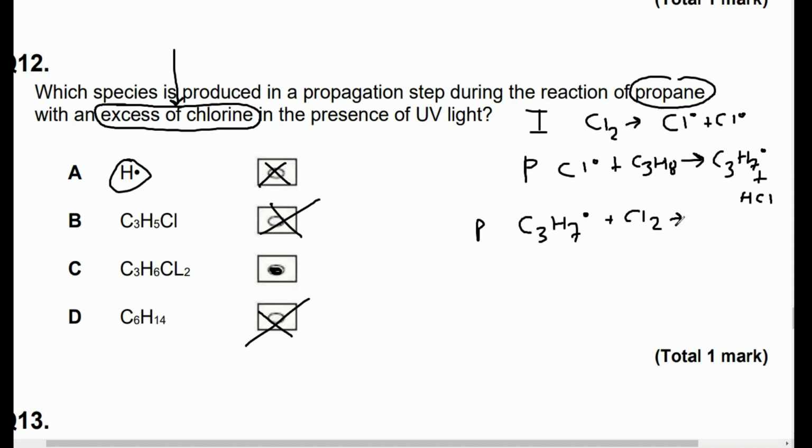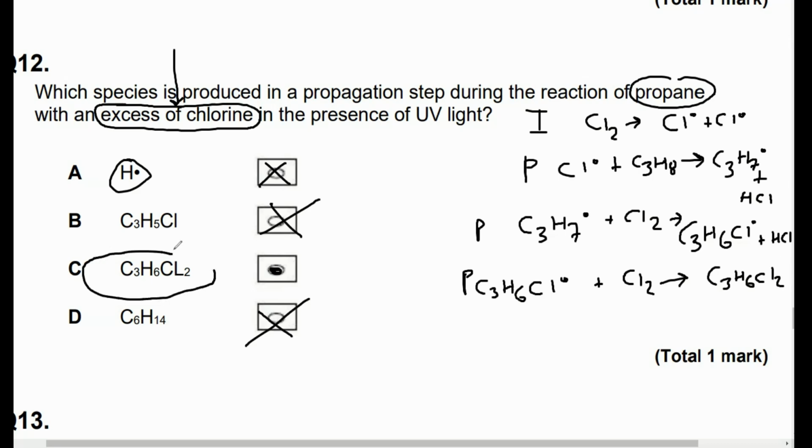Now, what we're going to do is take that free radical down to the next propagation step. So we have C3H7 free radical. And remember, we were told about the excess chlorine, so it's going to attack one of those excess molecules, and it's going to form C3H6Cl free radical, and it's going to form HCl again. And then that C3H6Cl free radical is going to attack another chlorine molecule, and that is going to form C3H6Cl2.